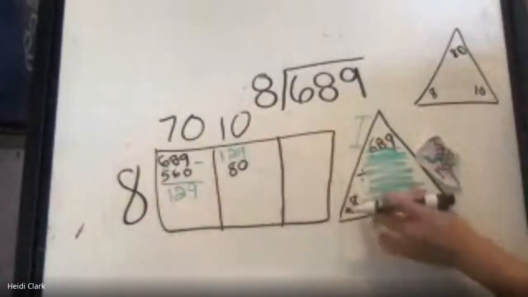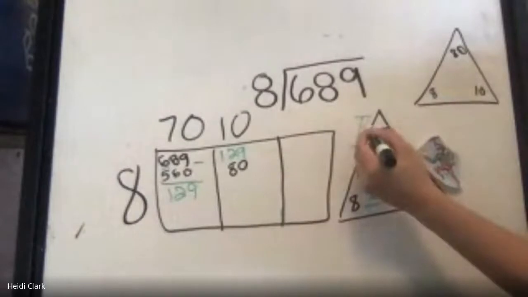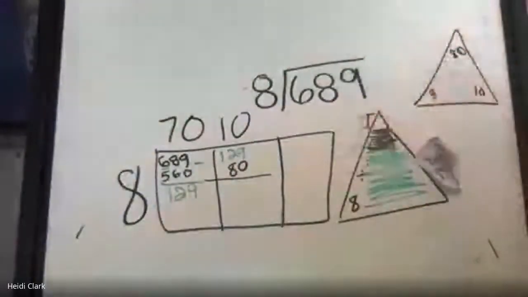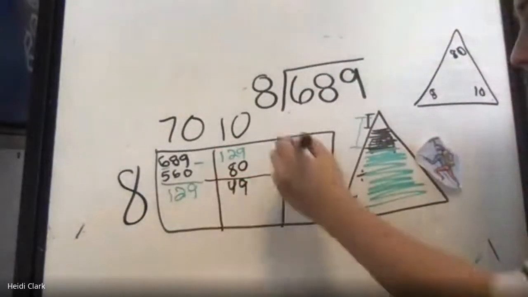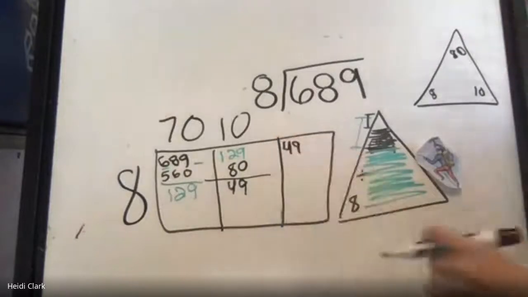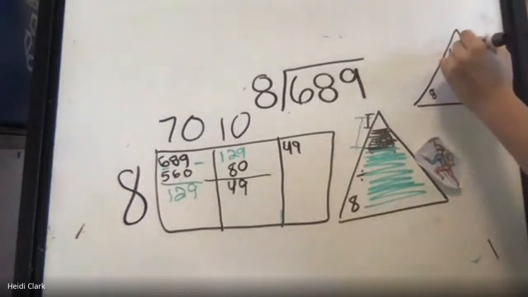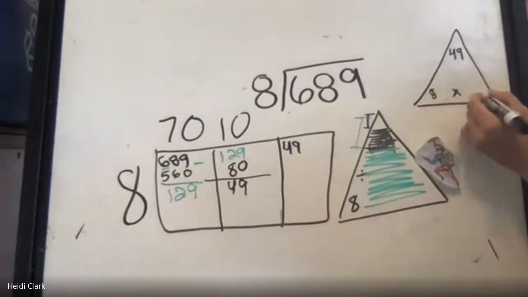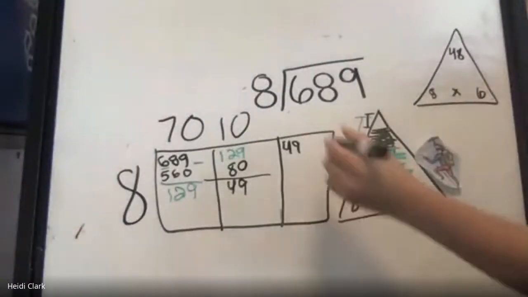So we went 560, and now we've gone another 80, and now we need to figure out how much further we have left to go. We had 129, we just did 80, so now we only have 49 left to go. Put that here. All right, now we only have 49 left to go. Can you do 49 divided by 8? Can you get close? 8 times what is 48? You can get close. Close to 49 is 48. 8 times 6 is 48. That's the closest we're going to get.